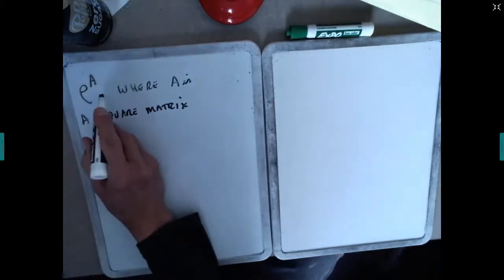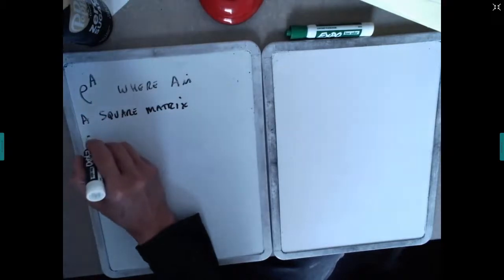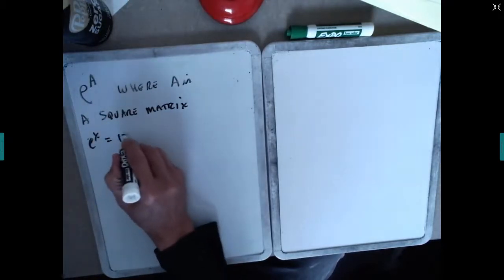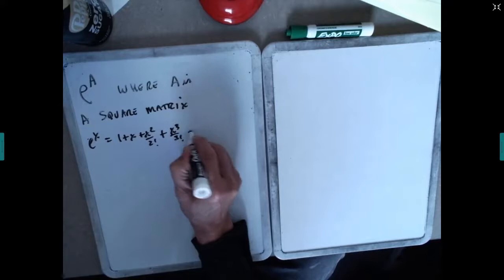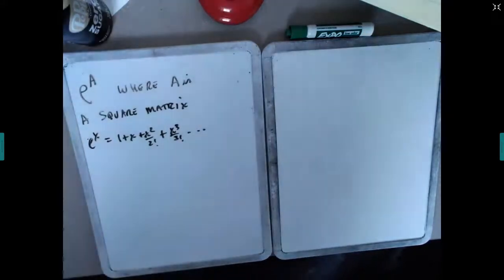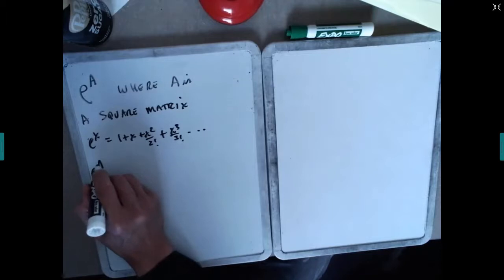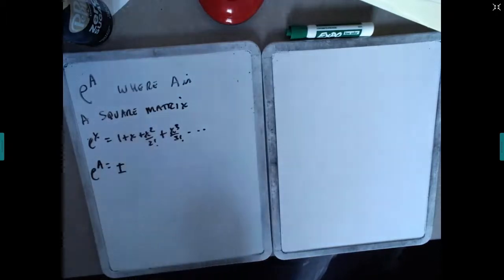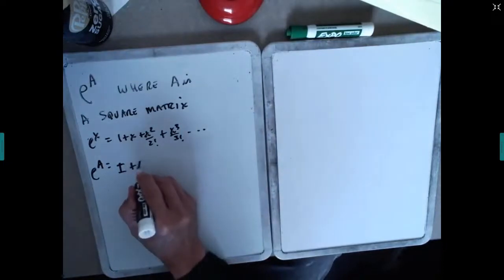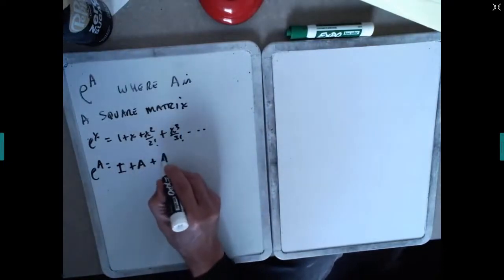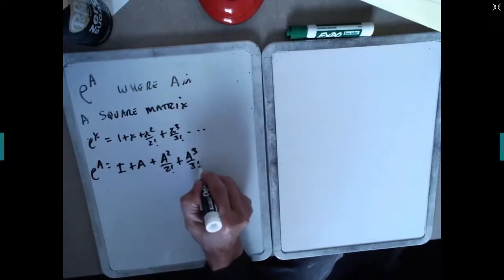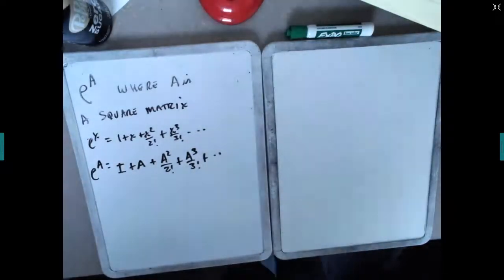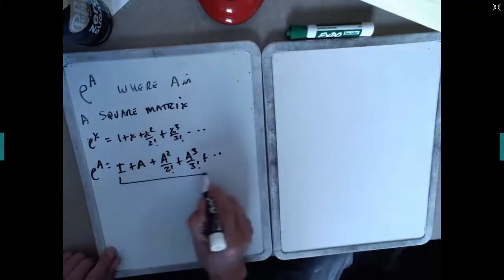And if you remember the series expansion for e to the x, the series is 1 plus x plus x squared over 2 factorial, and so on, for real numbers. Well, the analog for e to the A would be the identity matrix, same size, plus A plus A squared over 2 factorial, and this makes sense, and so on.